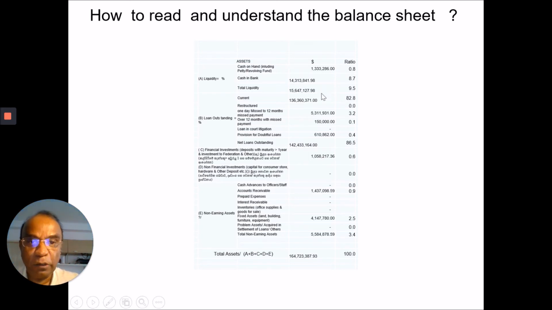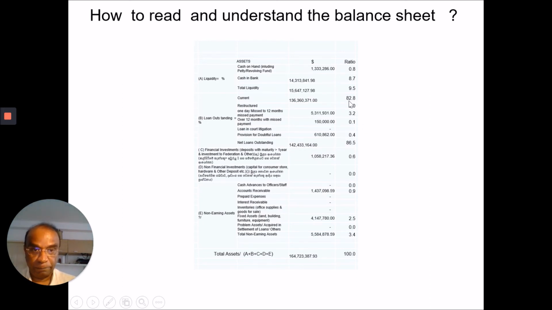So then we have to look at the most important part here, the segregation. Altogether, there is no loan restructured, that means changing the agreement. There's none. And then missed payment, 1 day to 12 months, is around maybe 5 million. It's 3.2, and over 12 months it's only 0.1. And then the doubtful provisions for the current loan, they make around 0.4, and altogether loan outstanding is 86%, but current only 82%.